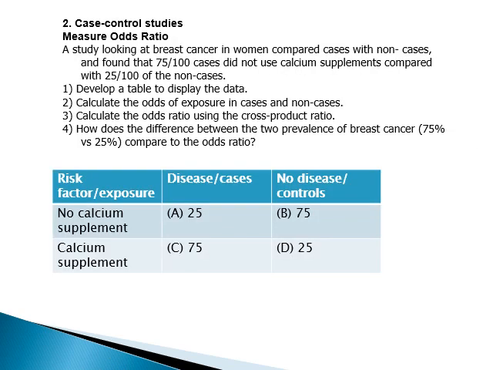What we measure in case control is the odds ratio. A study looking at breast cancer in women compared cases with non-cases and found that 75 out of 100 cases did not use calcium supplements compared with 25 per 100 of the non-cases. So how do we measure it? We develop a table to display the data. We calculate the odds of exposure in cases and non-cases. We calculate the odds ratio, and we explain the difference between the prevalence and the odds ratio.